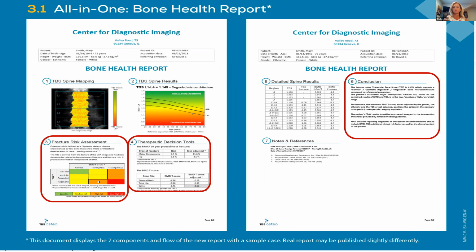Secondly, you have some therapeutic decision tools. We've combined the FRAX pieces there, both adjusted and not adjusted, so you have both pieces of information. And it also has the BMD T-score adjusted. Therefore, if your decision making about therapy requires a T-score, it's going to give you the TBS-adjusted T-score to help you make more valid decisions about treatment threshold.